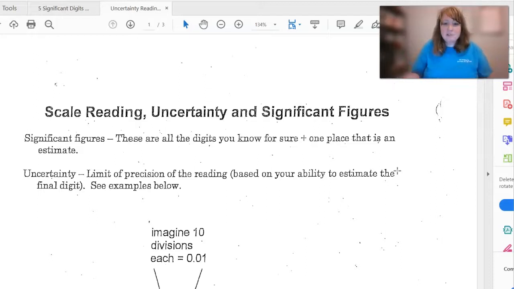We're used to being able to split things in half and say, well, it's kind of between these two numbers, and make an educated guess. And that's kind of what we're thinking about when we think about uncertainty.